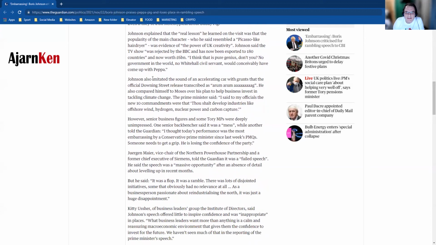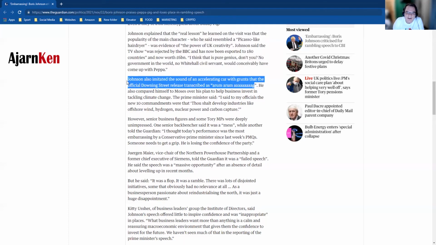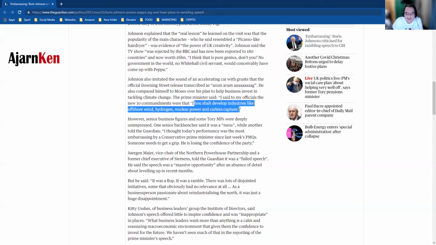Johnson also imitated the sound of an accelerating car with grunts. Bizarre. He compares himself with Moses. The Prime Minister said, I said to my officials, the new 10 commandments were, thou shalt develop industries in offshore. So what he's saying is he's talking about how the future for industry is in the natural resources of wind, hydrogen, which is water-powered, nuclear power, and carbon capture. So when he's talking about it, he's talking about it in a historical sense, like the Bible, thou shalt. It's very, very old English.